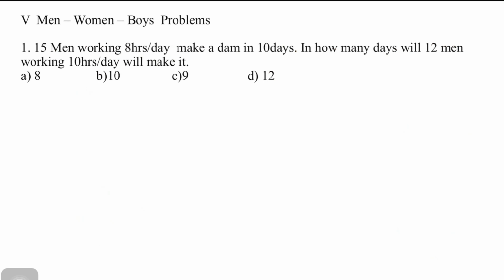So we'll see the last part, men, woman, boys problems. 15 men working 8 hours per day make a dam in 10 days. In how many days will 12 men working 10 hours a day complete the dam? Before this we'll see one important equation, that is men into days into time, or hours, m1 d1 t1 is equal to m2 d2 t2.